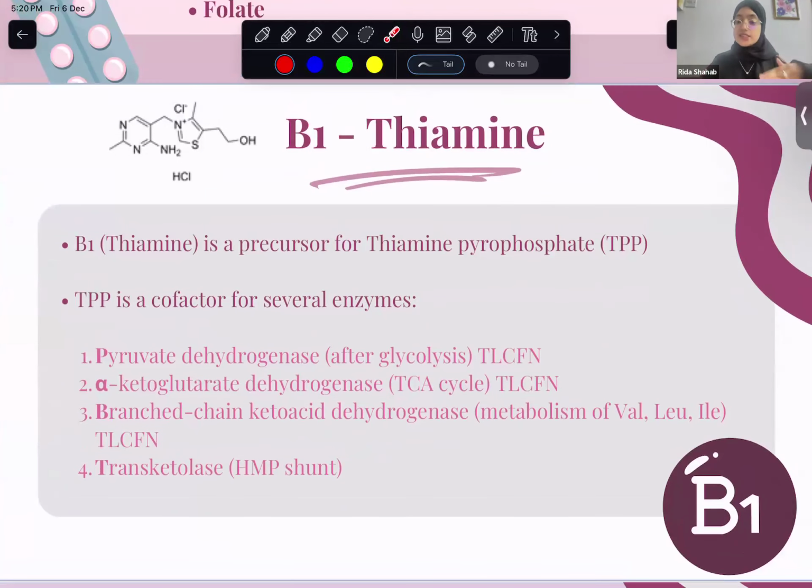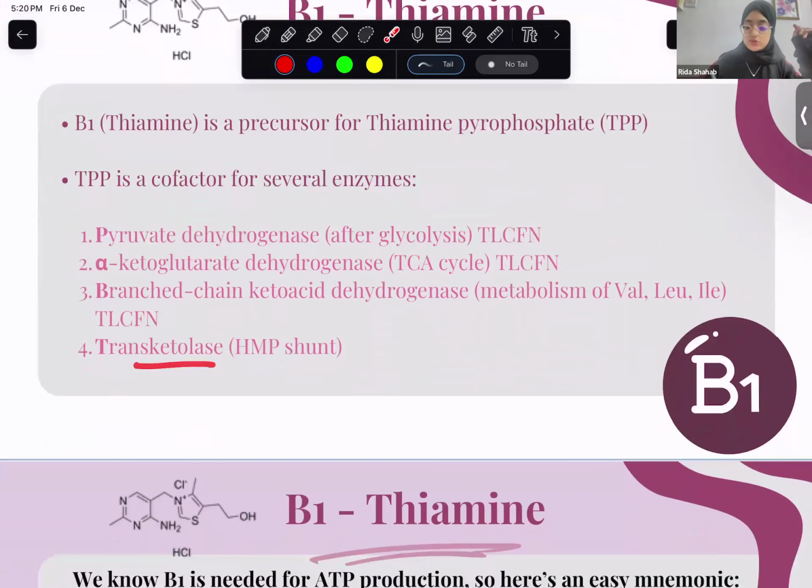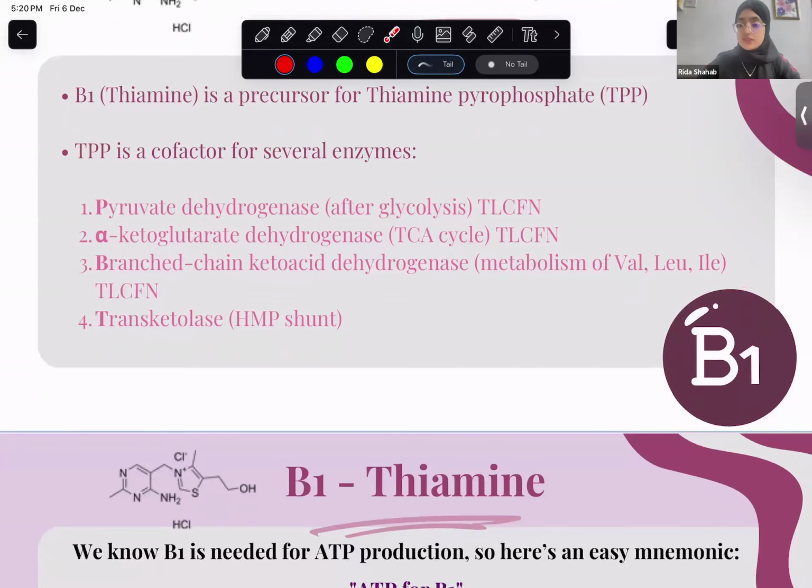B1 thiamine is a precursor for thiamine pyrophosphate, which is a coenzyme, which is the lovely coenzymes for nerds. The T stands for thiamine pyrophosphate, which is obtained from B1 thiamine. And thiamine pyrophosphate is an important cofactor for several enzymes like pyruvate dehydrogenase, alpha ketoglutarate dehydrogenase, branched-chain keto acid dehydrogenase. We just discussed all three of these, but there's a new one being added here, which is transketolase, which comes in your HMP shunt. Your HMP shunt is basically the electron transport chain you must have taken. So that's where transketolase comes in. You know all three of these, you just need to add transketolase.